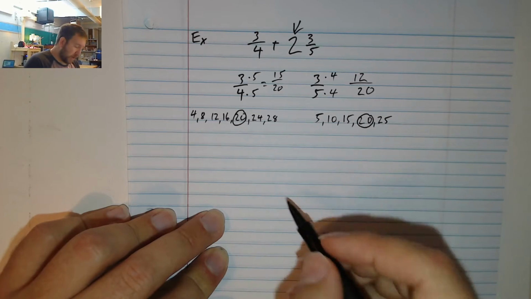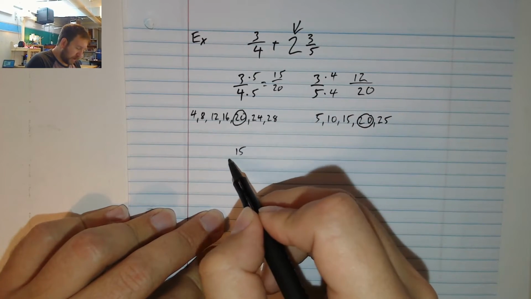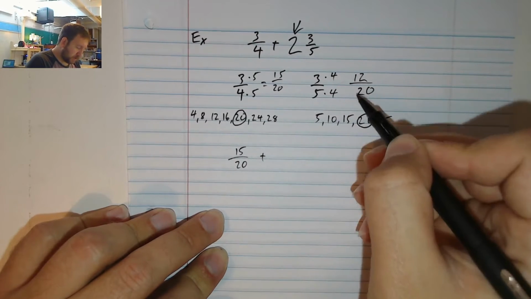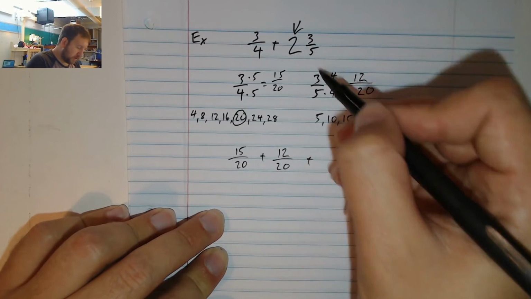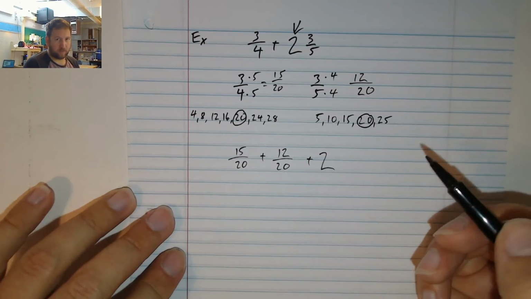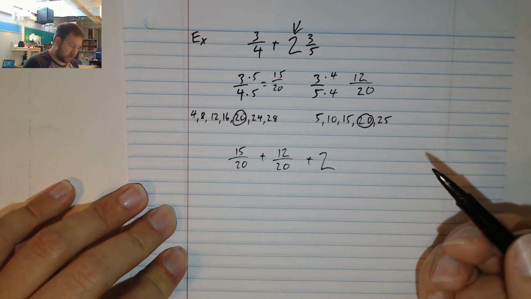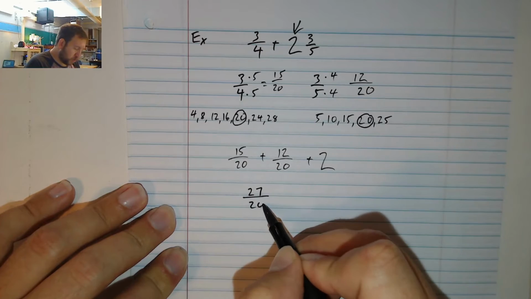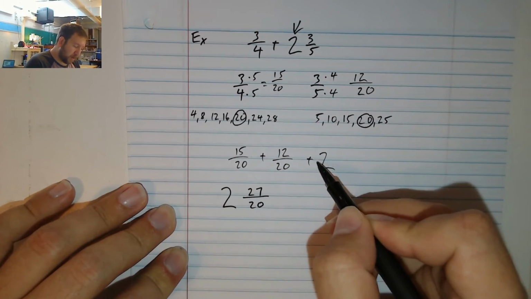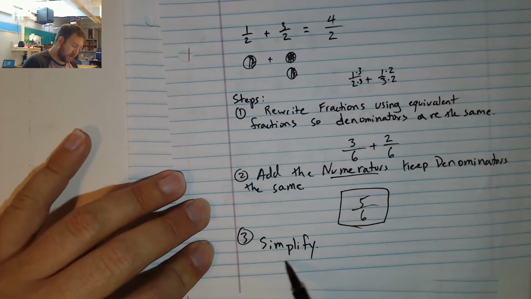So now I can bring this one down. I've got 15 20ths plus 12 20ths plus my original 2, because I don't want to forget about it. Okay, 15 and 12, what is that? That is 27 20ths. So I can put my 2 and 27 20ths. Now, we need to remember that final step. Our final step is simplify.